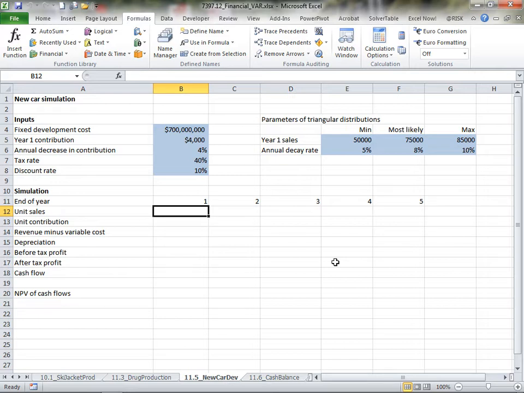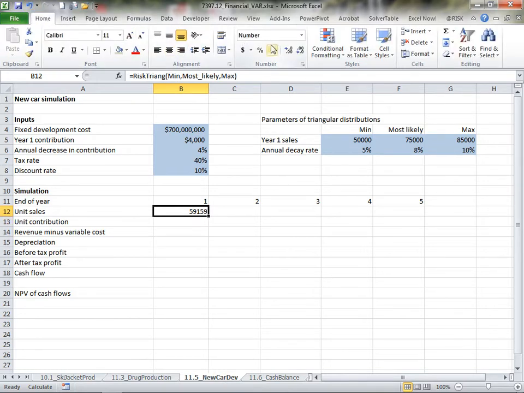All right, so let's start off very simply. What is the unit sales that we expect to get in the first year? How would I model the unit sales for the first year? I would use RiskTriang, with the minimum, most likely, and maximum. So there's my first year sales. And I'm just going to put in some punctuation to make it easy. I don't really care that we've got decimal points there. I'm just going to get rid of them by doing it that way. Okay.